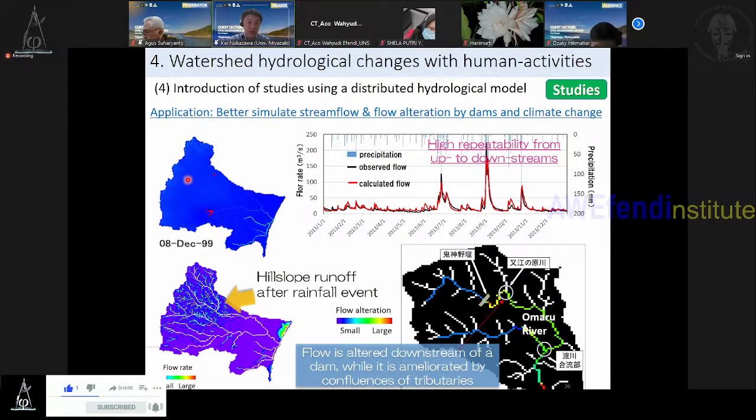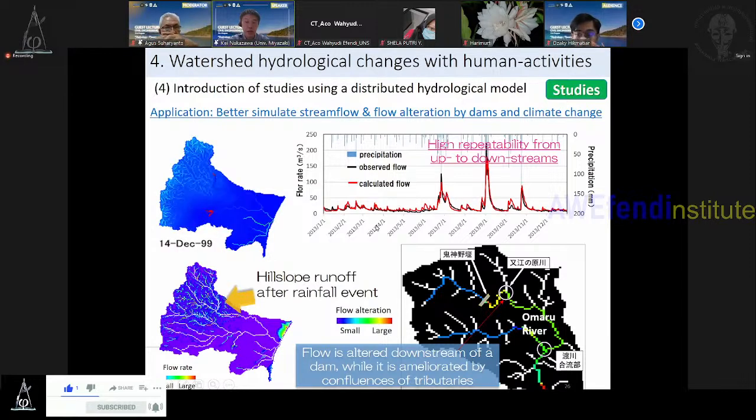So let me introduce some examples for this purpose. This is the animation of a hydrological model, especially the snowmelt water increasing at upstream, and the melted water flowing to downstream. And also, this is a snapshot of surface runoff flow due to a rainfall event at the upstream part here. So you can see the flow rate increased at the upper part.